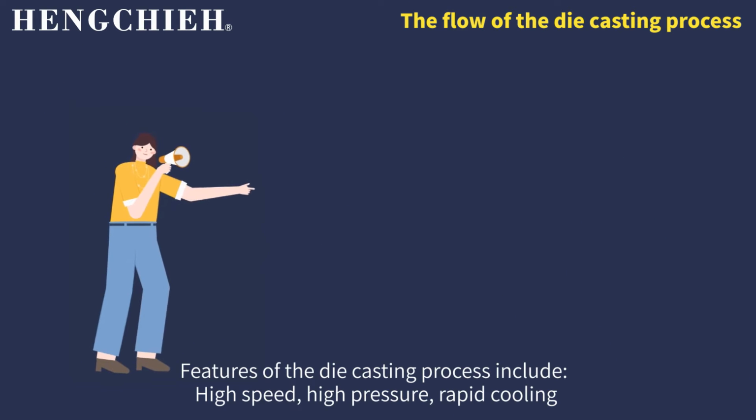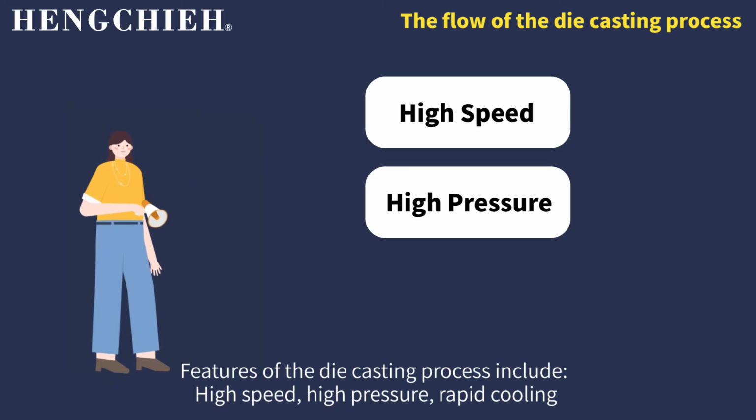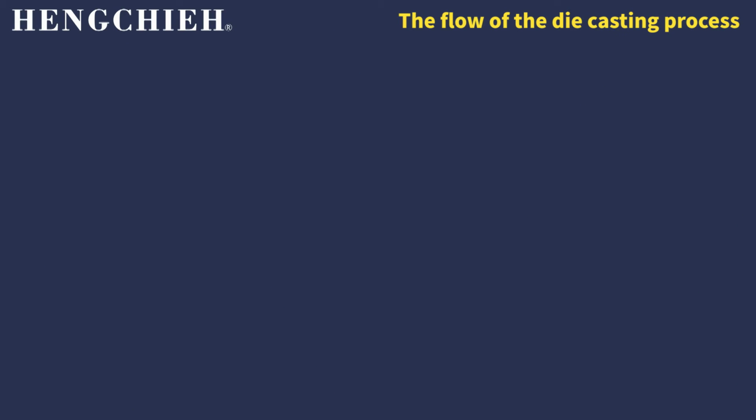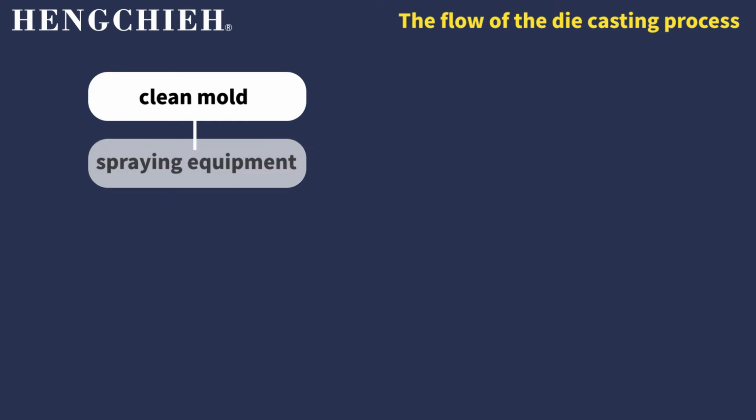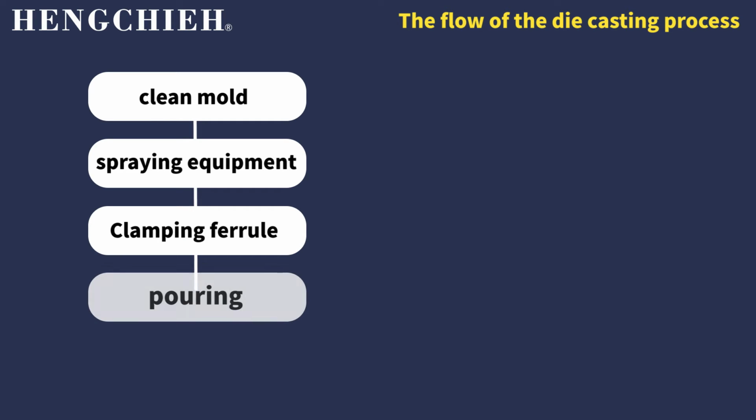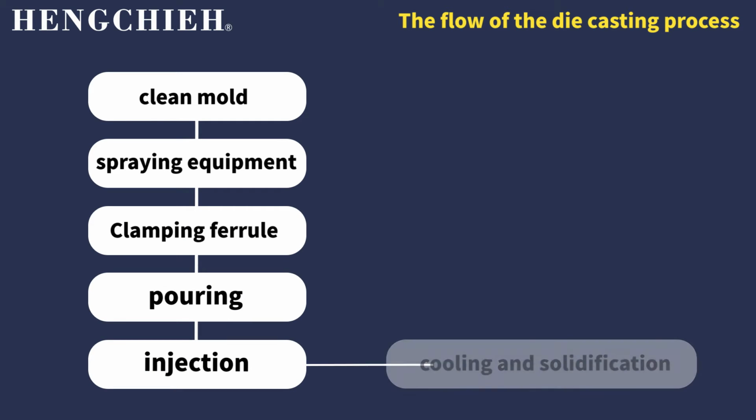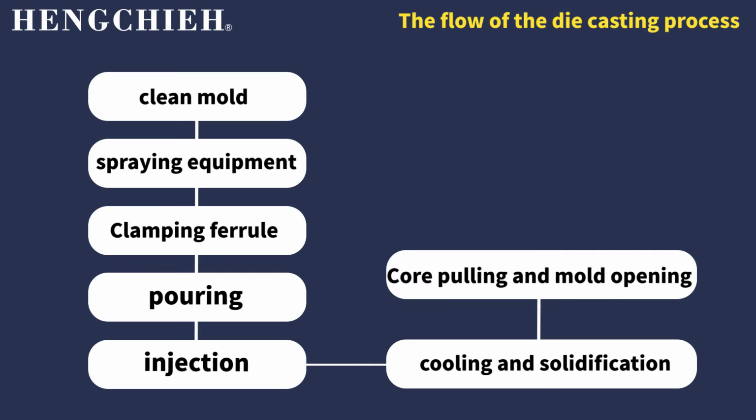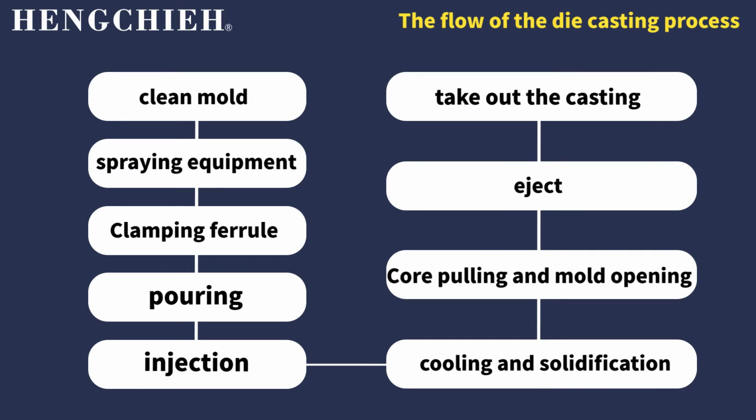Features of the die casting process include high speed, high pressure, and rapid cooling. The steps are: clean mold, spraying equipment, clamping ferrule, pouring, injection, cooling and solidification, core pulling and mold opening, eject, take out the casting. This is the basic cycle process of die casting.